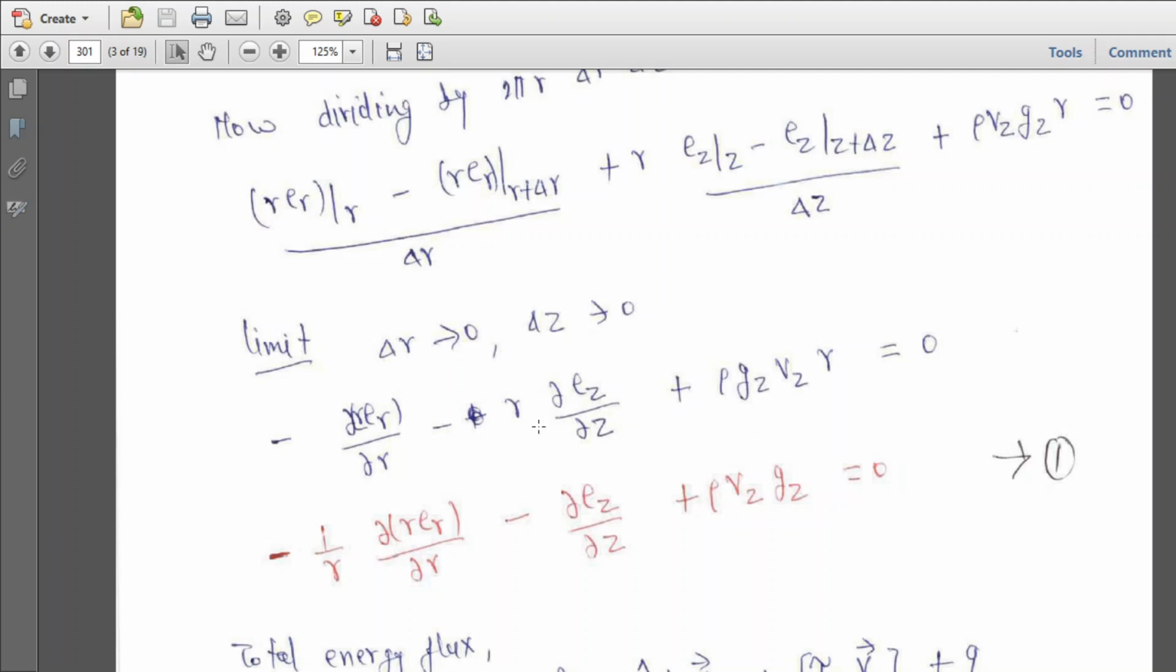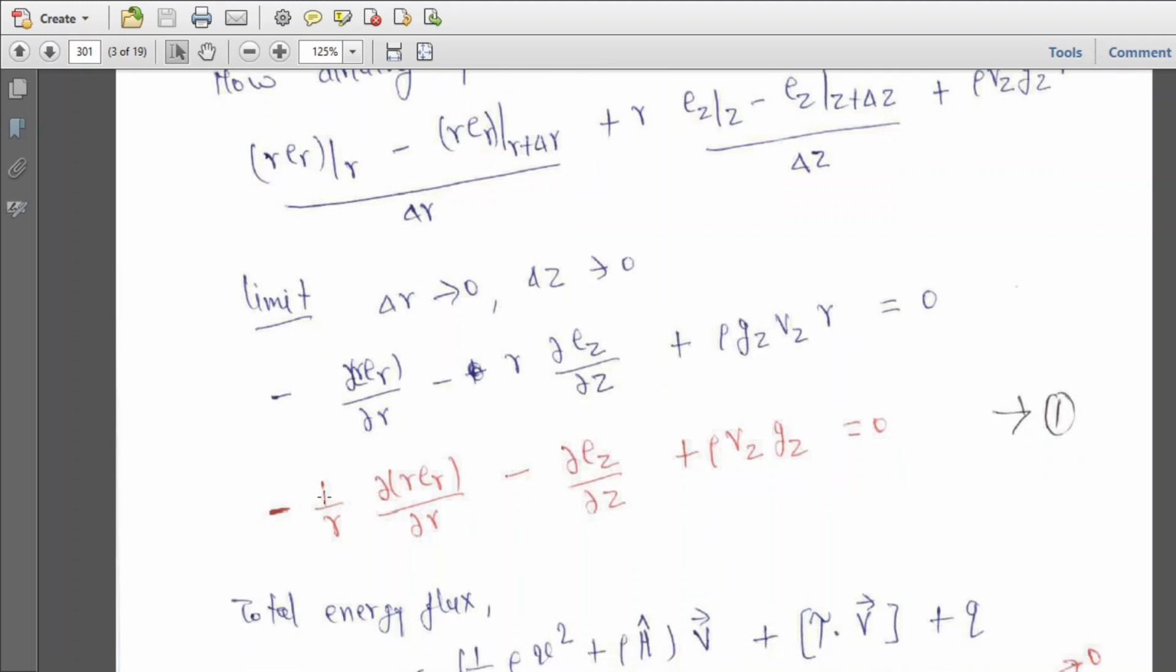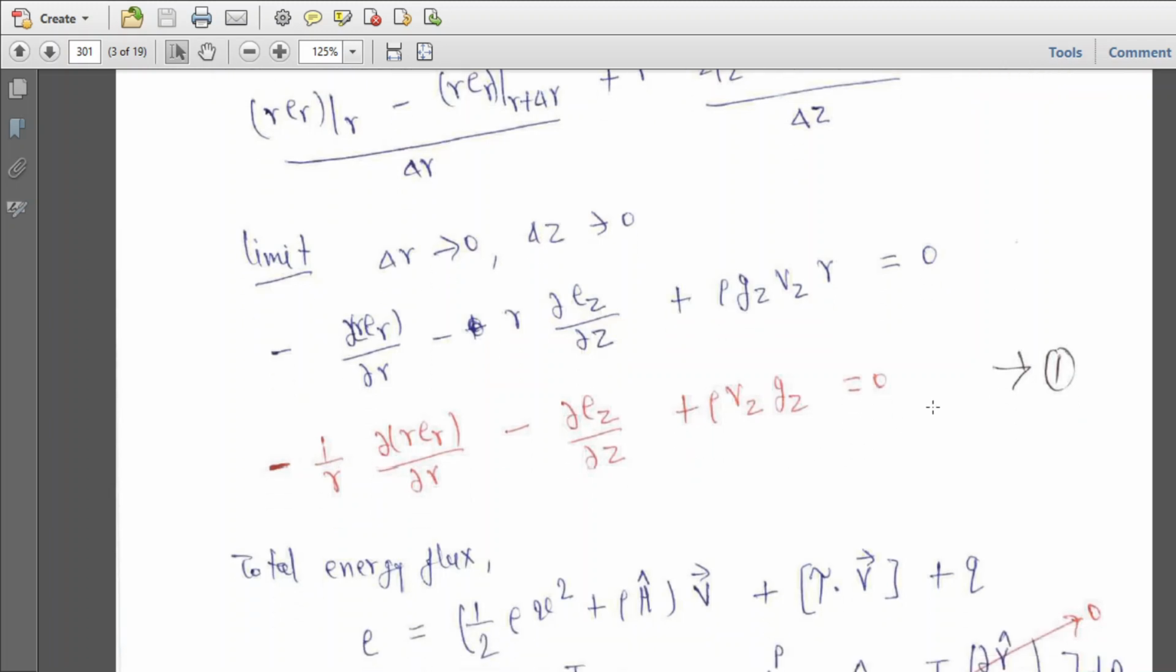Now again dividing it by r, we get minus 1 upon r del (r E_r) upon del r, minus del E_z upon del z, plus rho B_z g_z equal to 0. This is equation 1.